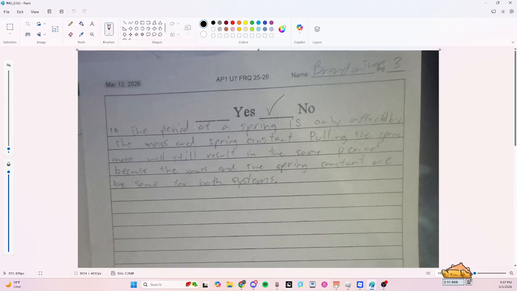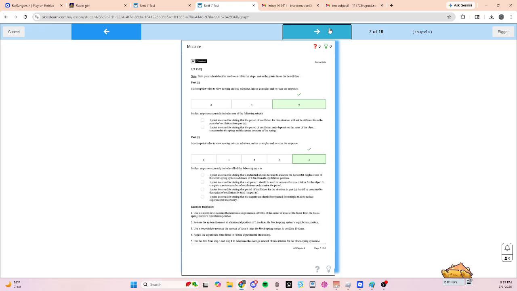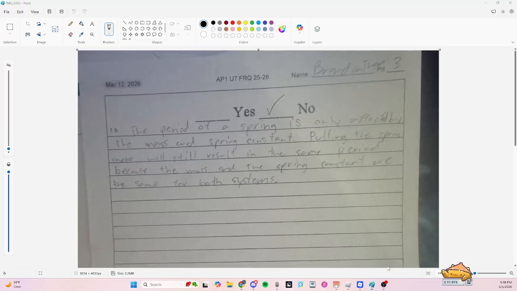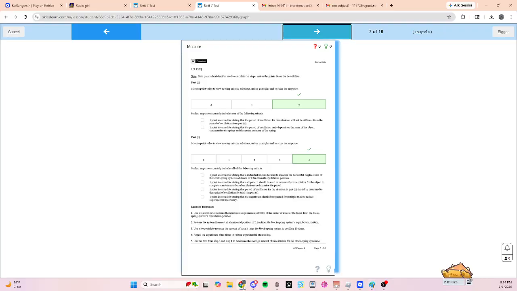I put here, no, the period of the spring is only affected by the mass that's hanging on it and the spring constant. Pulling the spring more will still result in the same period because the mass and the spring constant are the same for both systems. And then this says 1.5, not different. Yep, I did that. 1.0, only depends on the mass of the object. I also said that. So it's 2 out of 2.